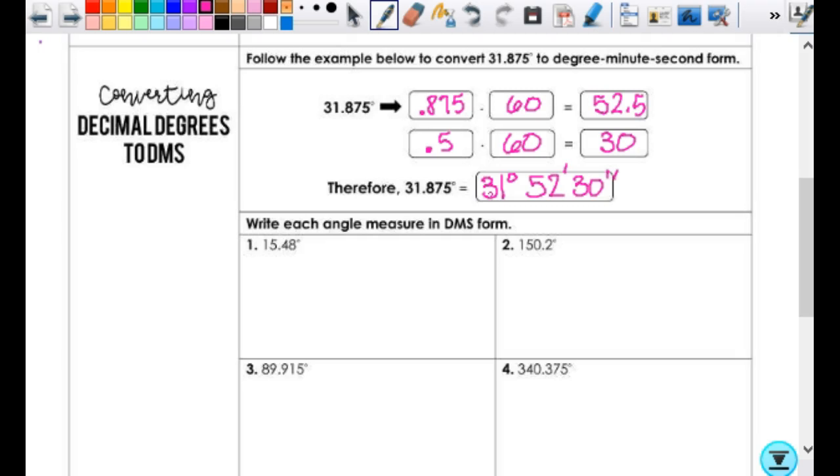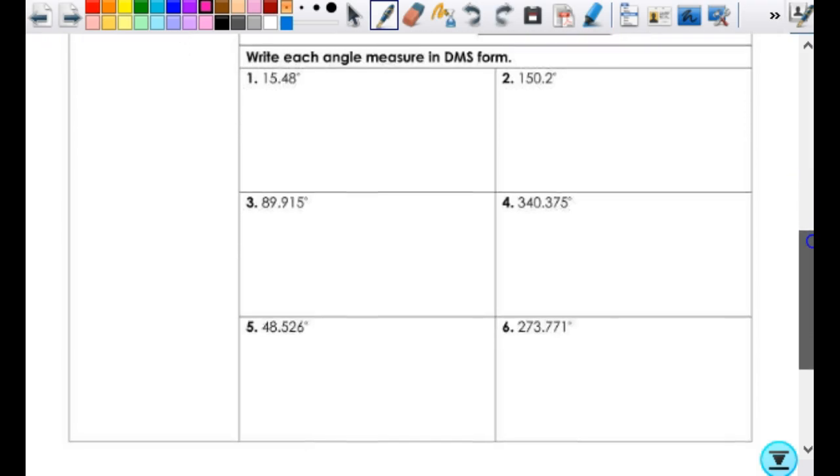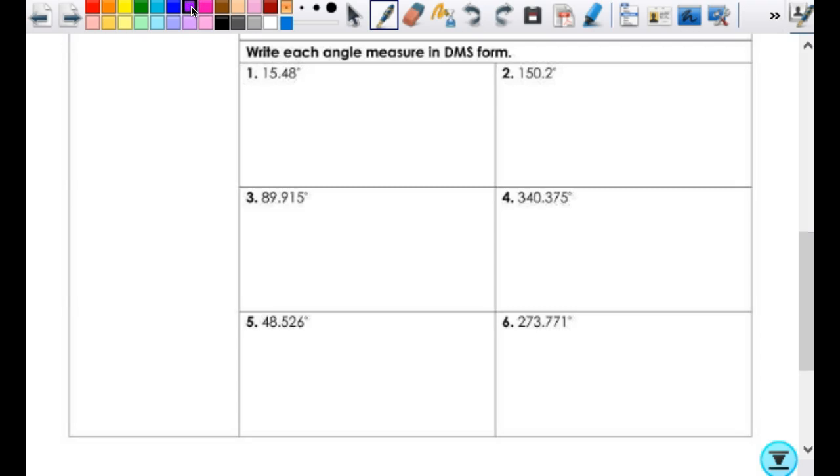All right, so it says write each angle measure in degrees, minutes, seconds form. Obviously, we are not doing every single one of these. We don't need to. We're just going to do a few. Let's do number 1. We've got 15.48 degrees. So this is going to be, well, I know it's 15 degrees and then something, right? So I'm going to take the 0.48 and I'm going to multiply it by what? 60. And when I do that, what do I get? 28.8. So that tells me then that it's 15 degrees and 28 minutes. Then I take that 0.8 and multiply that by 60, and that gives me 48.